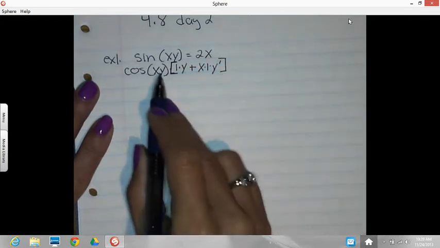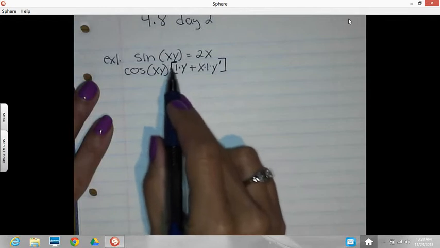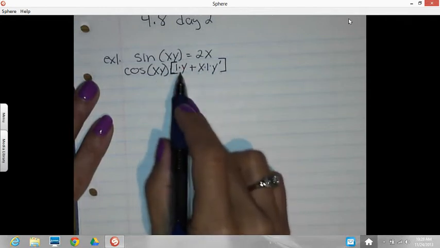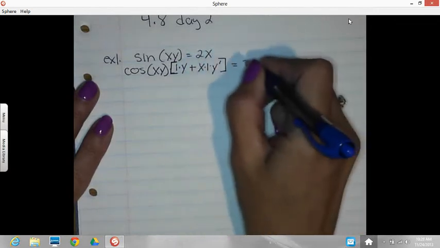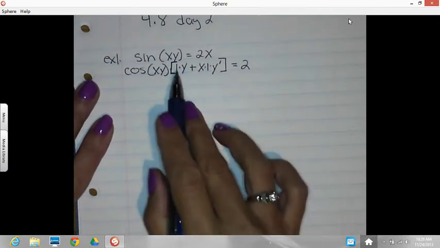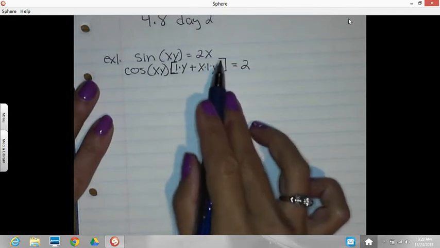See how I needed the brackets here? Otherwise, it would have just been the cosine of xy times y without a bracket plus this. So because the inside derivative had two parts, I needed brackets. When I'm at the equals, derivative of 2x is a 2. Okay, I can ignore the ones in here. I need to isolate the y prime. The y prime is trapped inside of these brackets.